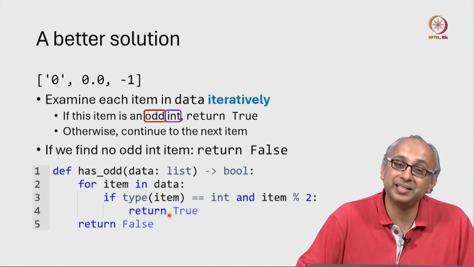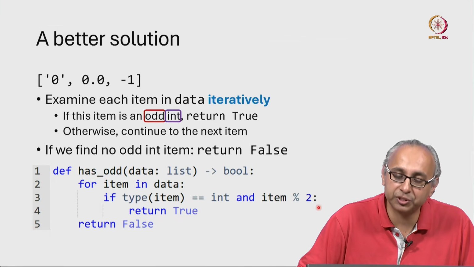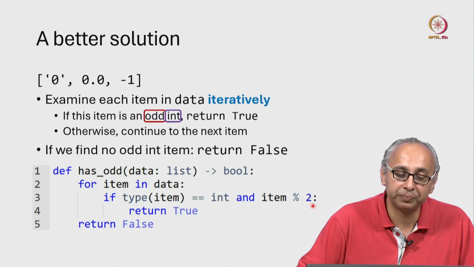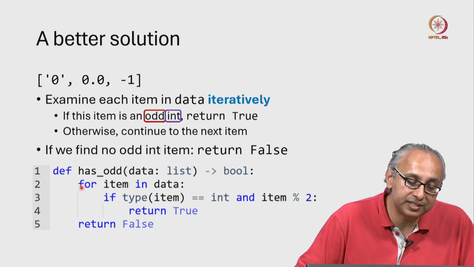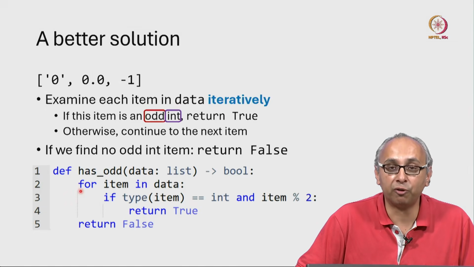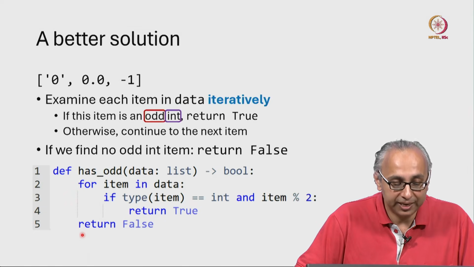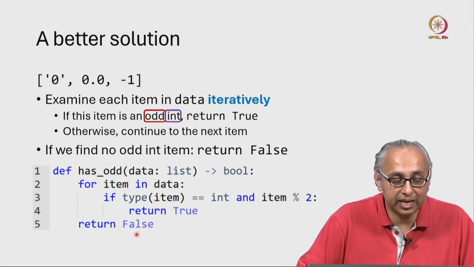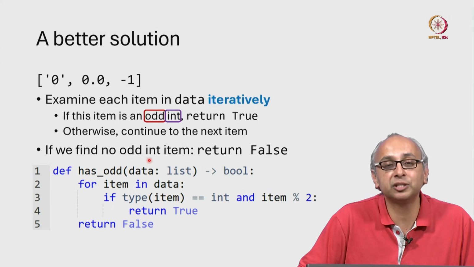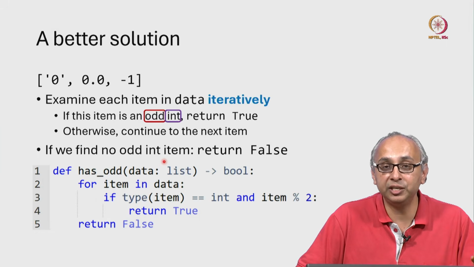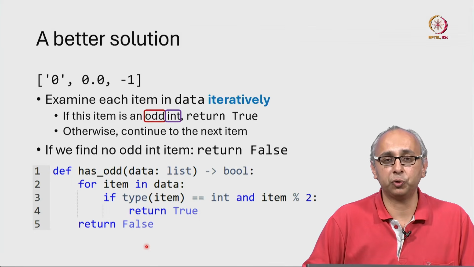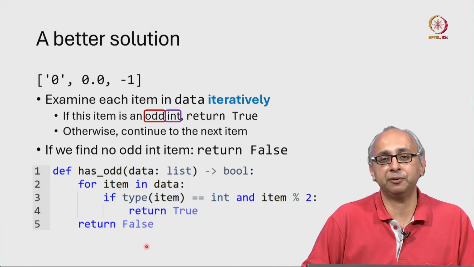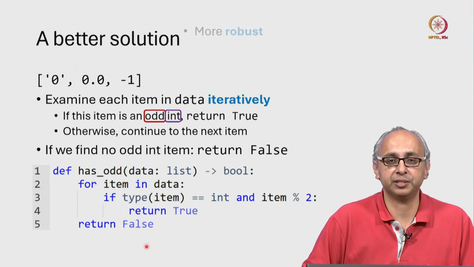This return statement is indented 2 levels because, of course, it's inside an if condition. But this statement on line 5 is not inside the body of the for loop. It is outside. So this statement happens only after the loop finishes, only after we find no odd integer in the list. So this version of the code is better than the recursive version for several reasons.